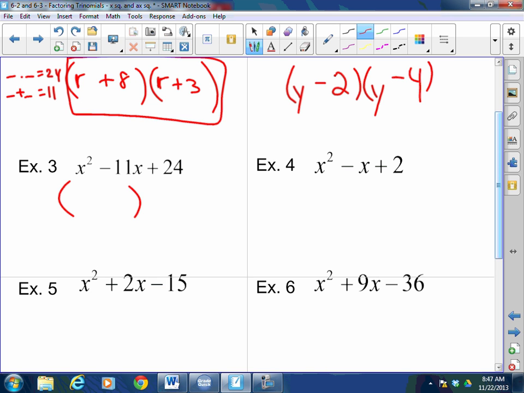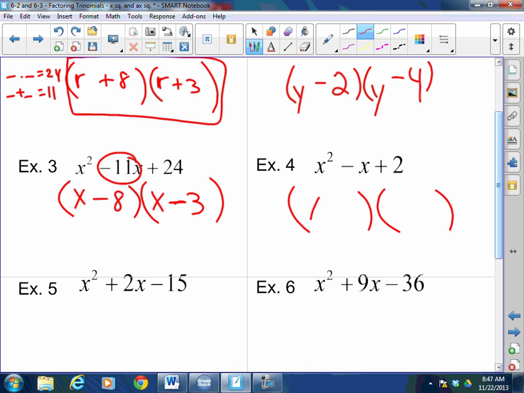Okay, my setup, x and x. What times what is positive 24, but when added together is negative 11? Negative 8, negative 3. The b was negative, so both had to be negative in the binomials. What times what is positive 2, but when added together is negative 1? No, not negative 1 and 2. Negative 2 and positive 1. What's negative 2 times 1? Oh, no, that's wrong. The b is negative. You're absolutely right.